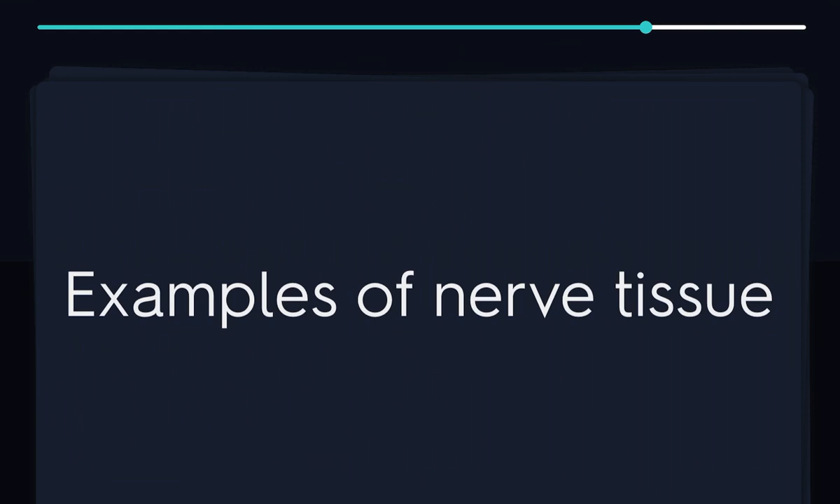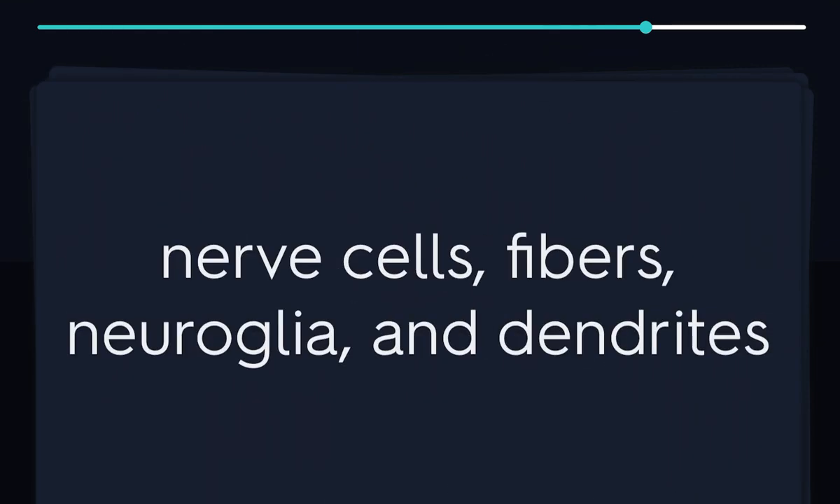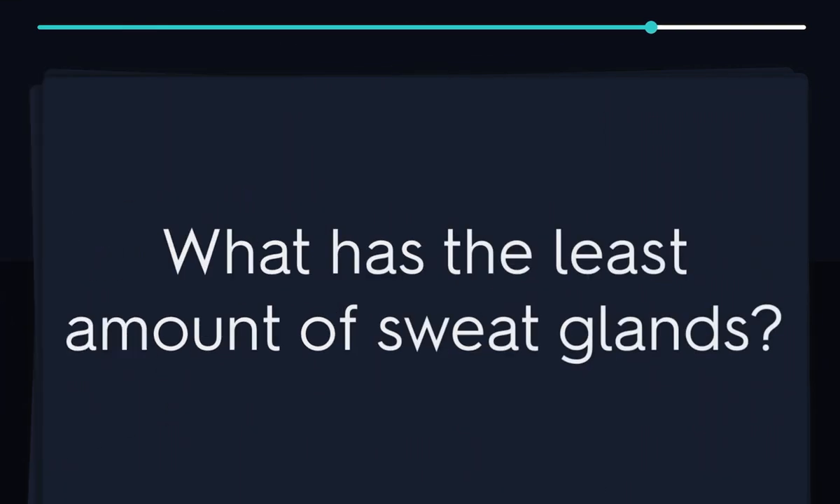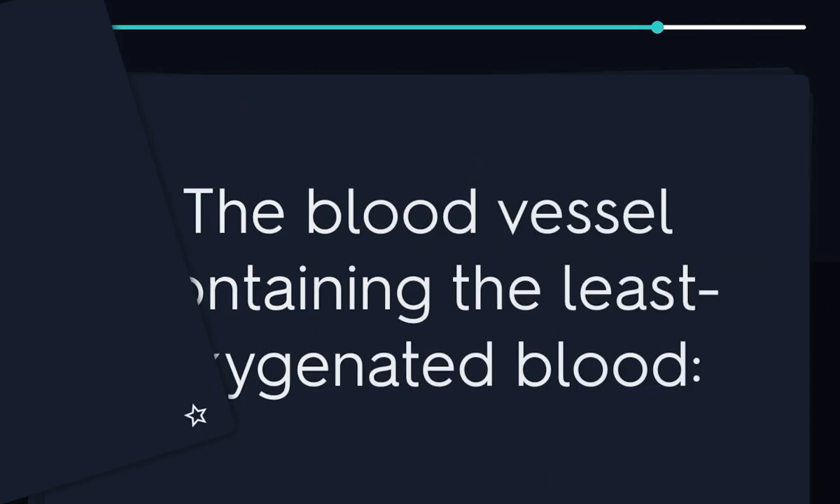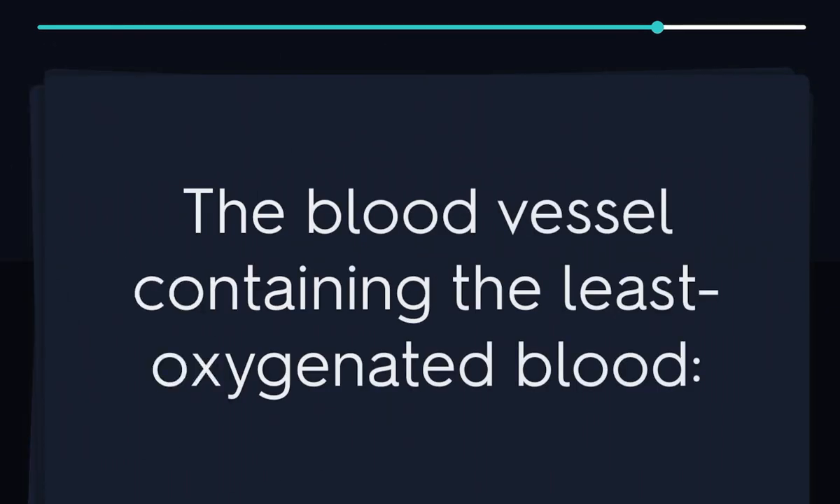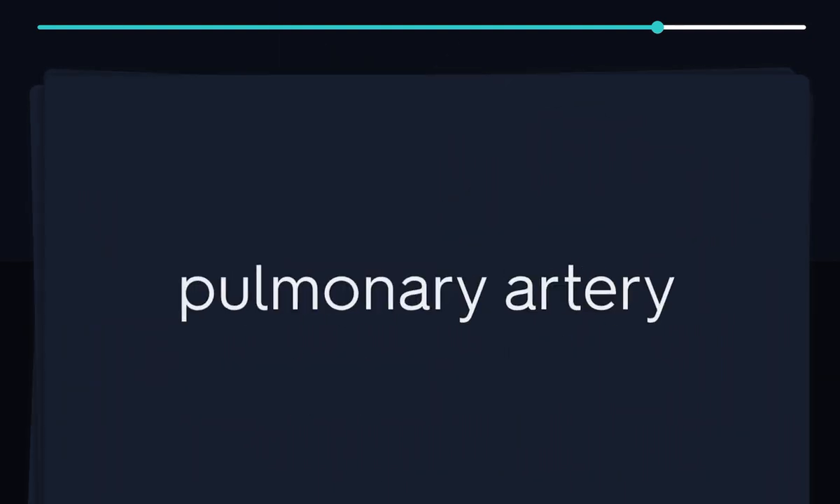Examples of nerve tissue: nerve cells, fibers, neuroglia and dendrites. What has the least amount of sweat glands? Back and legs. The blood vessel containing the least oxygenated blood. Pulmonary artery.